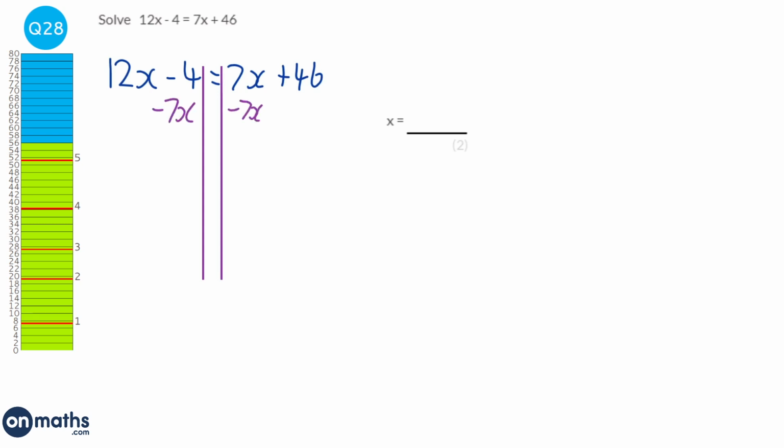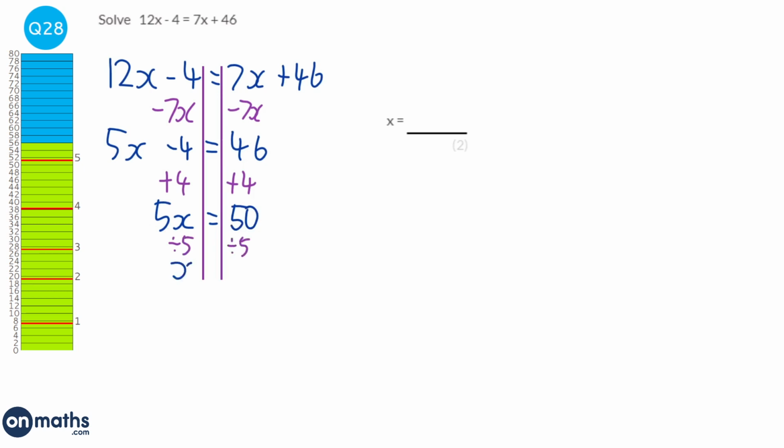And so 12x take away 7x is 5x. And the 7x is gone, so it's just equals to 46. Then we've got the -4 to get rid of, so we're going to add 4 both sides. And then we've got this times 5 here, so we're going to divide 5 both sides. So we've got x equals 50 divided by 5, which is 10.